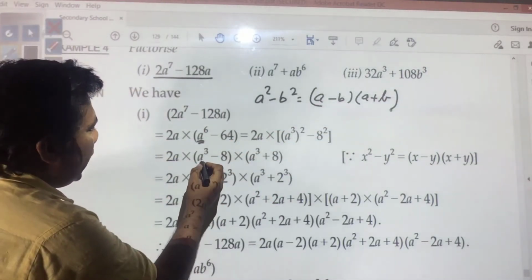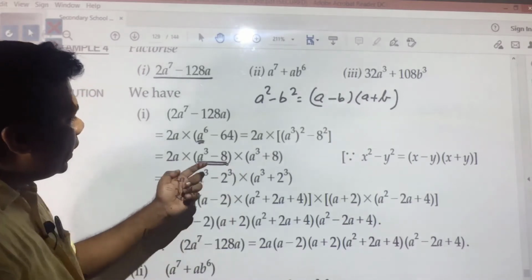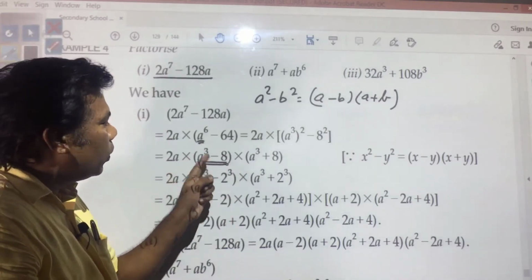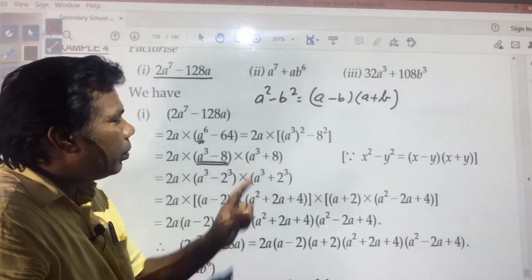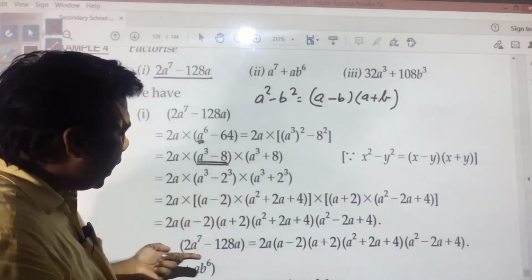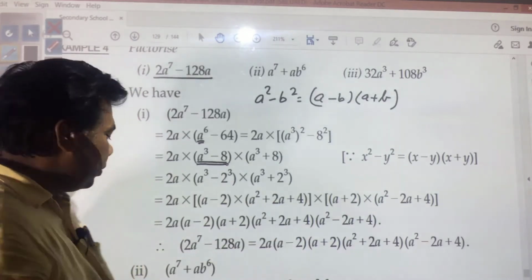Now you see a cube minus 8, again this can be written in the formula as a cube minus 2 cube. And a cube plus 8 will be a cube plus 2 cube. Then you write in the formula and simplify, you will get the answer.